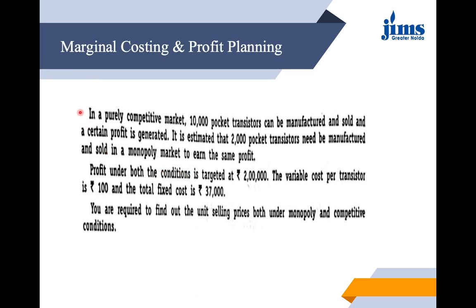This is the last question, I suppose. In a purely competitive market, 10,000 pocket transistors can be manufactured and sold. A certain profit is generated. It is estimated that 2,000 pocket transistors need to be manufactured and sold in a monopoly market to earn the same profit. So profit under both the conditions is targeted at rupees 2 lakh. The variable cost per transistor is rupees 100 and total fixed cost is 37,000. So we are required to find out the unit selling prices under these two conditions, monopoly and competitive.